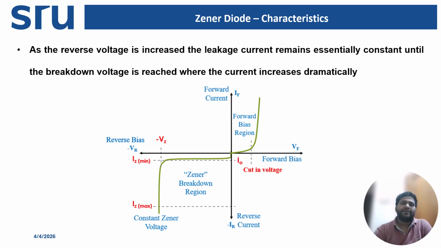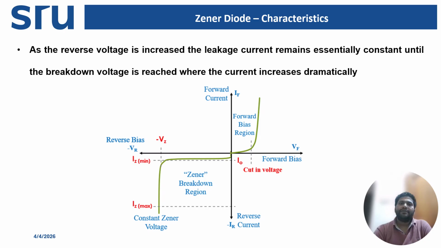VZ means Zener voltage. When the reverse voltage reaches this value, breakdown occurs. The reverse current increases sharply, but the voltage remains almost constant. This region is called the Zener breakdown region. Here the curve becomes almost vertical. That means a large change in current and a very small change in voltage. This is the important feature of the Zener diode.